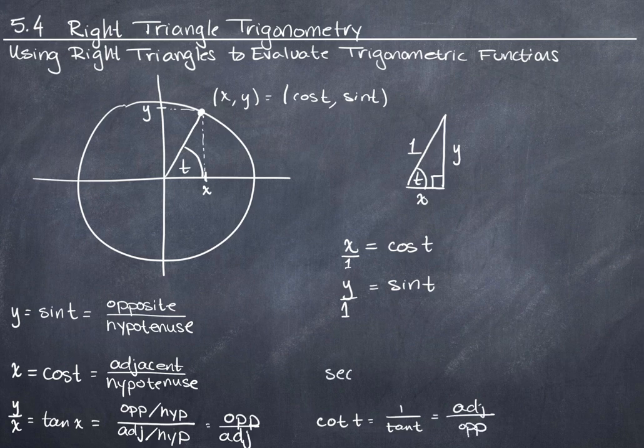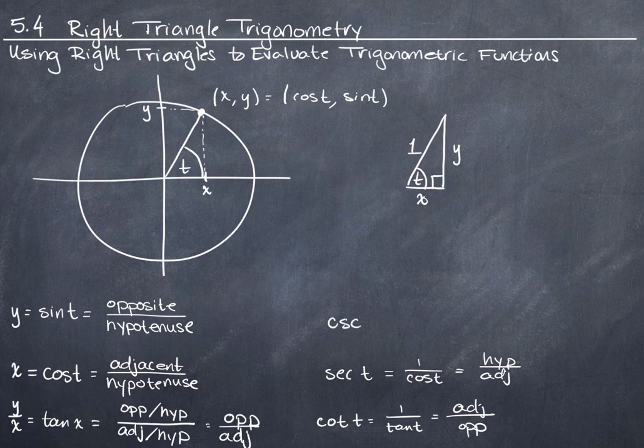Secant is 1 over cosine. So that means that's going to be hypotenuse over adjacent. We need to do a little erasing here. And cosecant is 1 over sine. So I'm going to take the sine of t and flip it over. So it's going to be hypotenuse over opposite.